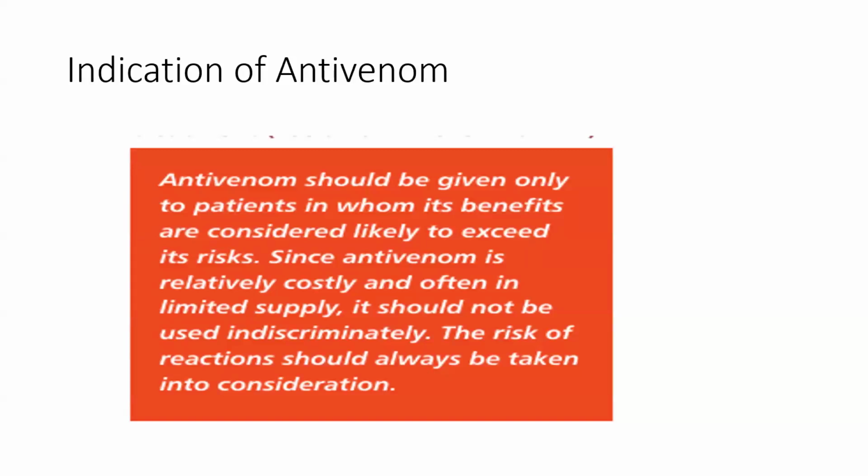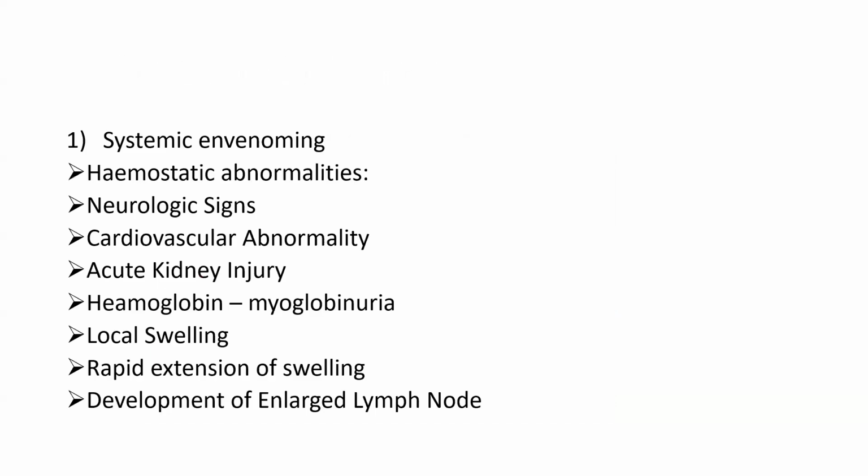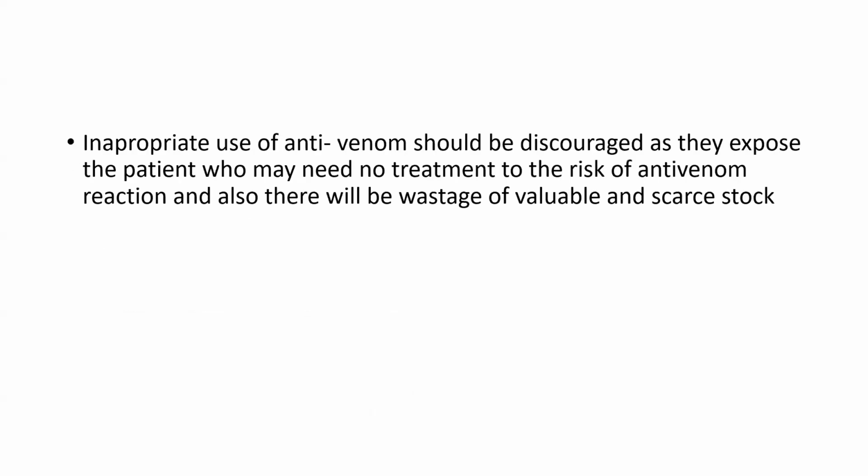Since antivenom is relatively costly and often in limited supply, it should not be used indiscriminately, and the risk of reaction should always be taken into consideration. So, systemic envenoming includes hemostatic abnormalities, neurological signs, cardiovascular abnormality, acute kidney injury, myoglobinuria, local swelling, rapid extension of swelling, and development of enlarged lymph nodes.